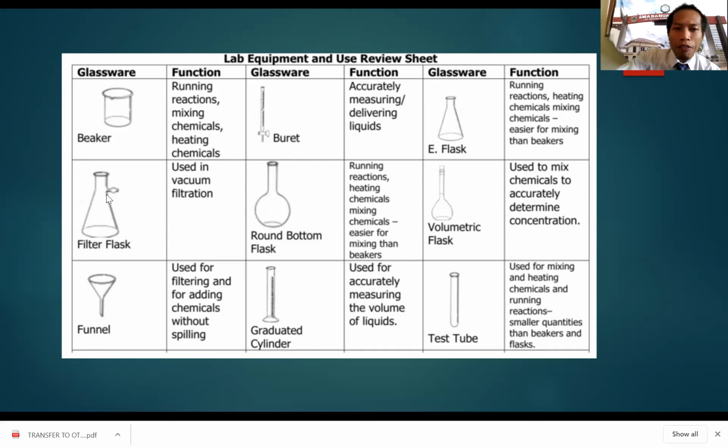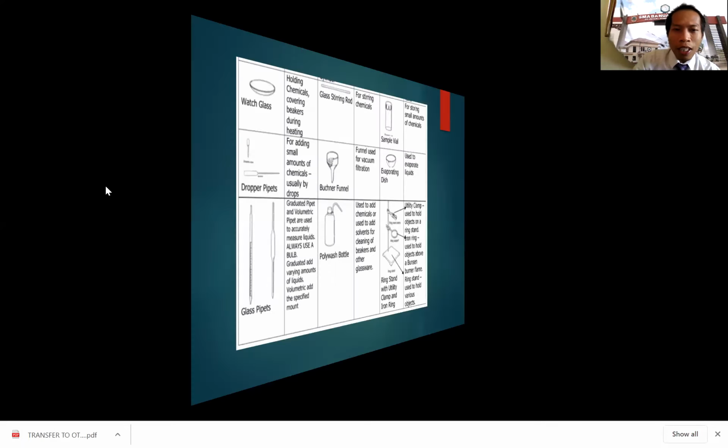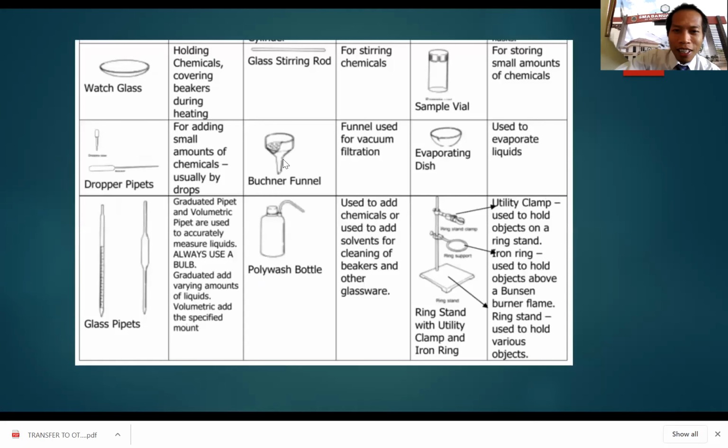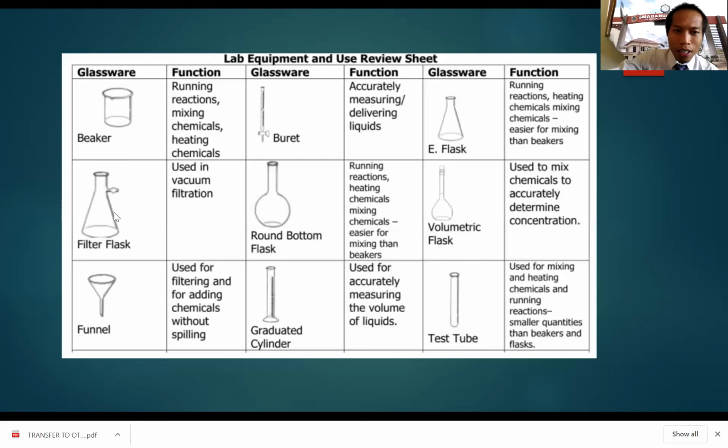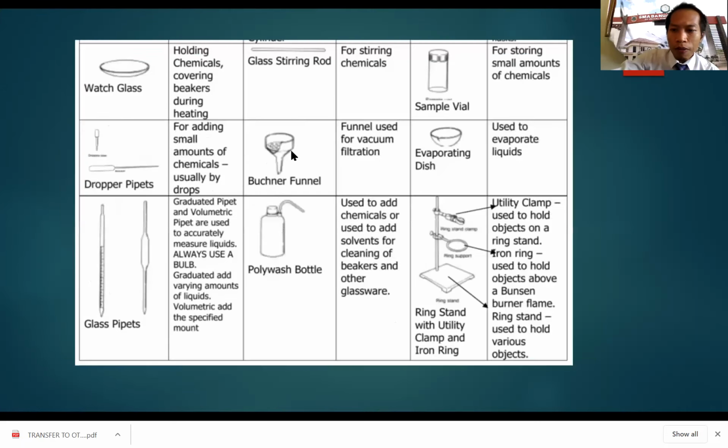That filter we call a filter flask, and you're going to use a different funnel. The funnel that you're going to use is this funnel. As you can see here, this is called a Buchner funnel. Buchner funnel is the funnel that is used for vacuum filtration. It is not for normal filtration, but it is vacuum filtration. So you need a machine to filter the substance. So this one will be used together with the filter flask.